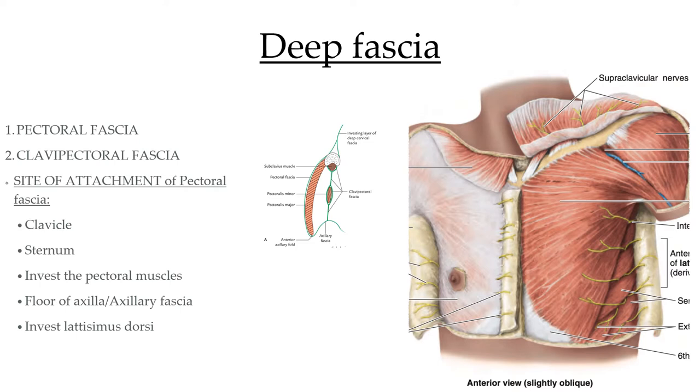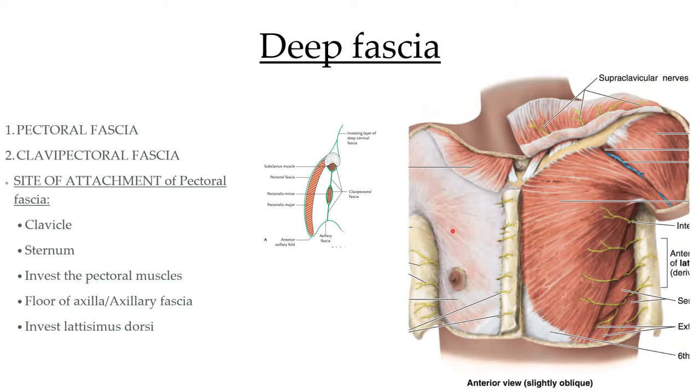Let us now start with the deep fascia present over the pectoral region. The deep fascia over the pectoral region is called pectoral fascia. Let us now see the illustration present on the right side of the screen. Here, this is the left side of the cadaver and this is the right side of the cadaver. On the left side, you can see the muscle fibers present. These are the muscle fibers of pectoralis major muscle, which is the most superficial muscle present over the pectoral region.